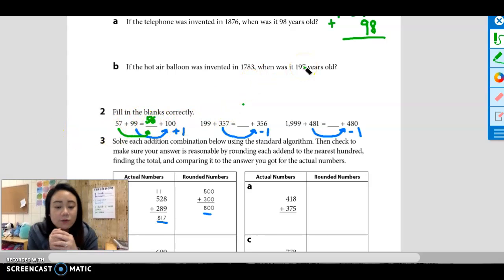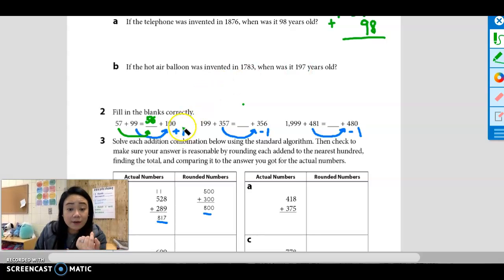Basically how this works is when someone tells you to add 57 plus 99, in my head, I'm thinking 99 is close to 100. So I'm just going to say it's 57 plus 100. But because I added one more to make it 100, I have to take it away in the end, which is why this is 56. So let's go to this one.